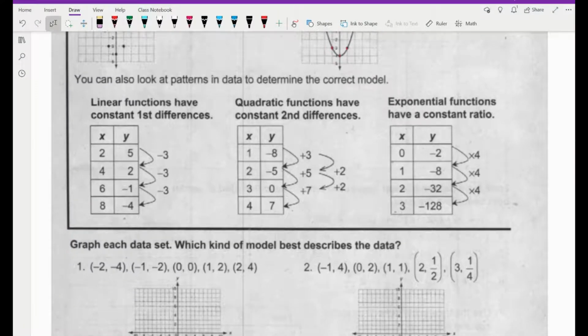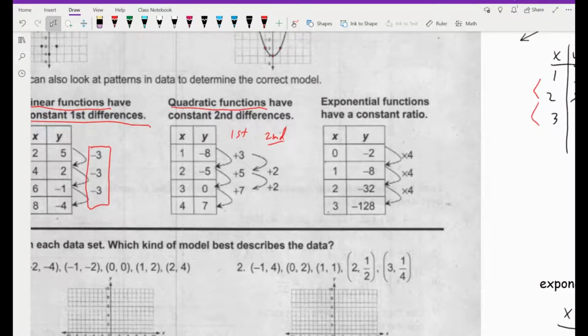Now, the next set of examples, we're actually looking at the x, y values. Note here, the first example is a linear function because we have a constant first order difference. Here's the first order difference, each time we are subtracting 3. In the next example, there was no first order difference, but there is a second order difference. So it qualifies as a quadratic function. The last example, there is a constant ratio. We're multiplying by 4 each time. That's a constant ratio.